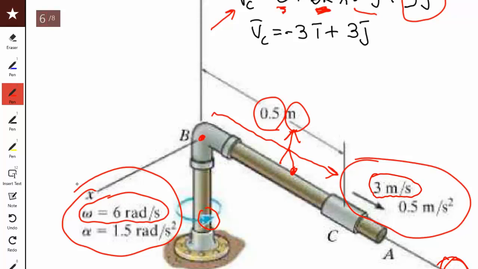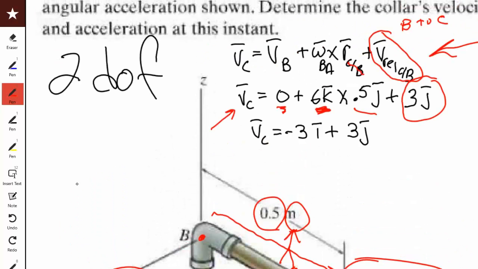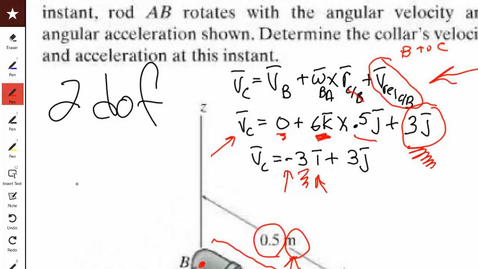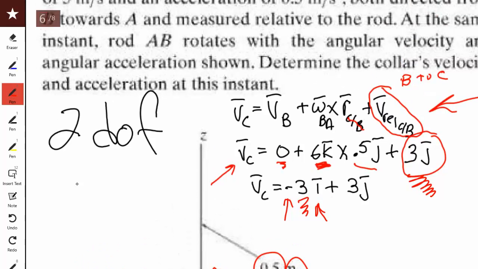You don't see that it's actually spinning and all that. You only see that it's sliding out the pipe. So that's what I put in here: positive 3 in the j direction. Now if you just do the cross product, you'll take 6 times 0.5, you get 3. K cross j is a negative i, so that's why it's a negative and it's an i. And then you bring down the 3. So what's the velocity of C? It's given right there. Now they also want the acceleration at this instant.